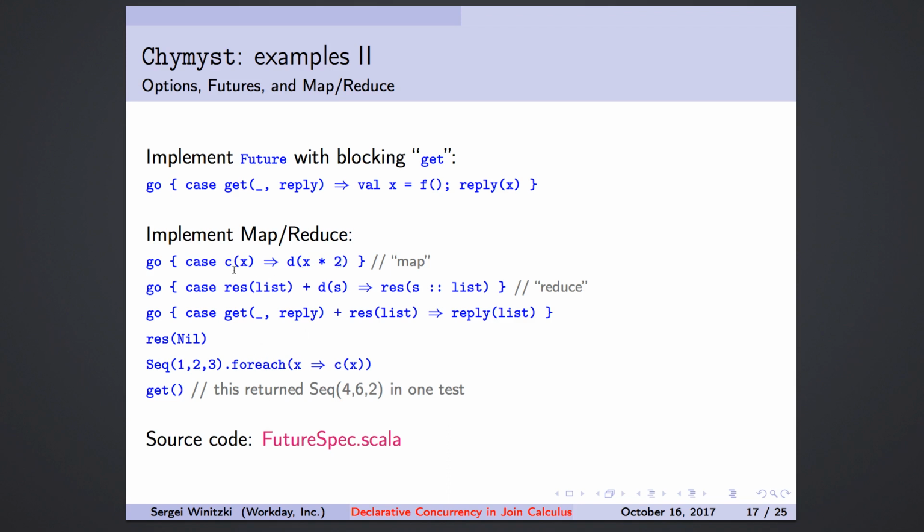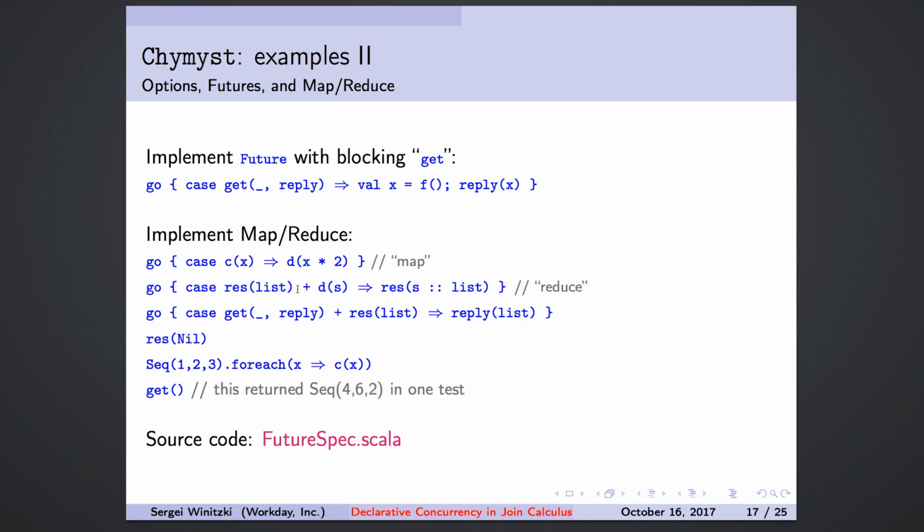So if I emit several instances, several copies of the molecule C, then this reaction will run in parallel, as many copies as my thread pool will allow. Transparently to the programmer, I just say, okay, I want to have sequence 1, 2, 3, and for each of them I emit a molecule C with that value. Immediately that gets done, the first reaction runs in parallel.